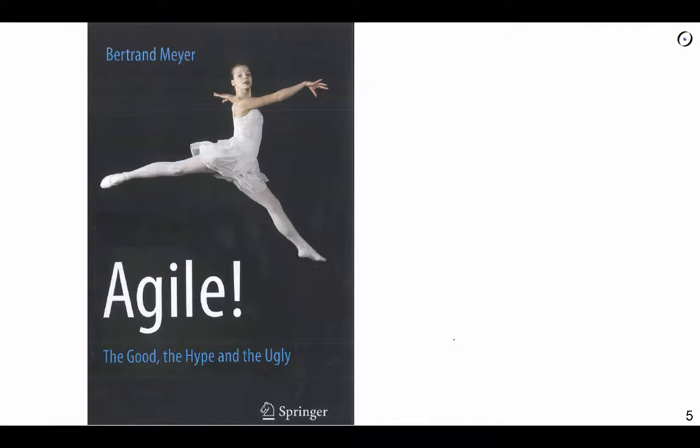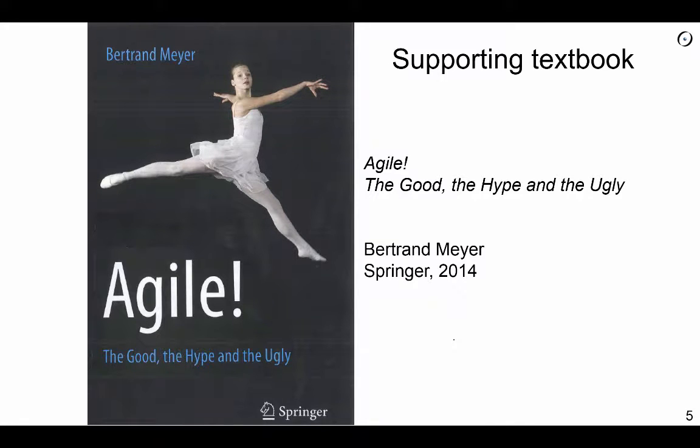To benefit from this course, it's going to be useful for you to have access to the corresponding textbook. It's called Agile, the Good, the Hype, and the Ugly. It was published by Springer. It's available both in paper and PDF electronically, and in particular, if you want to go deeper into some of the material that I will cover in this course, the book will be useful.